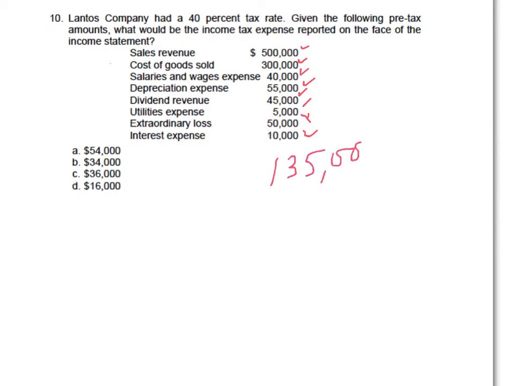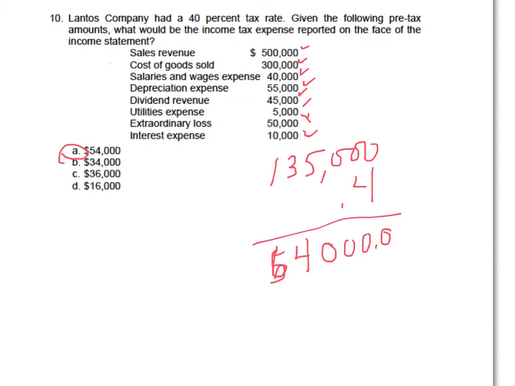135,000 times 0.4, I'm sorry, 54,000, which is going to be A. What is the amount of income tax expense? Let's do that math again. 0.4 times 135 is 54,000. Okay, so A is the correct answer there.